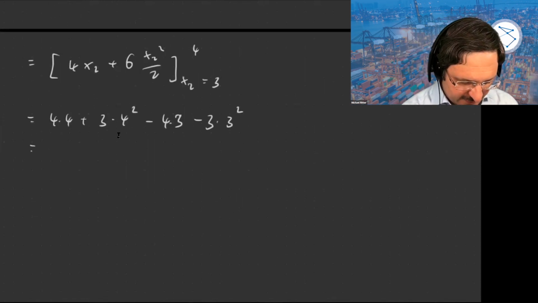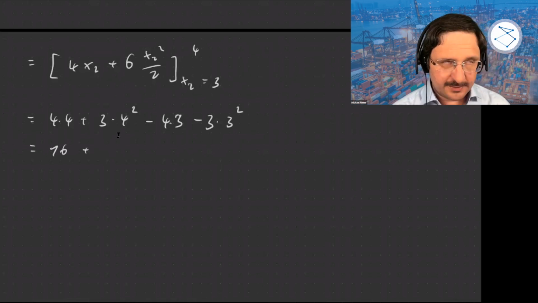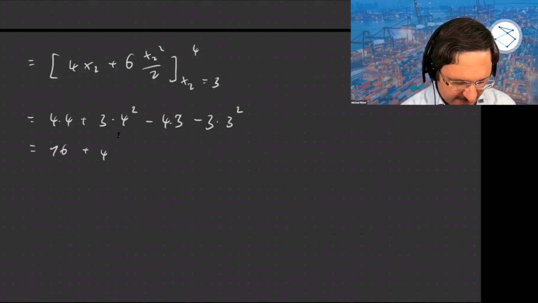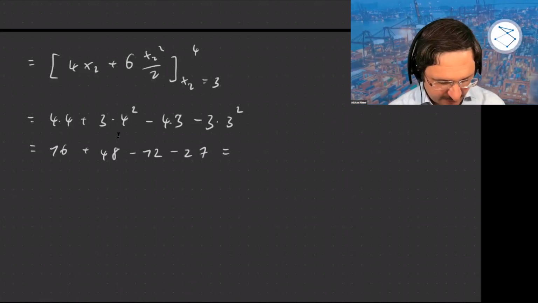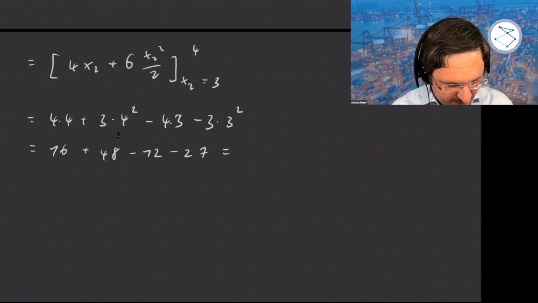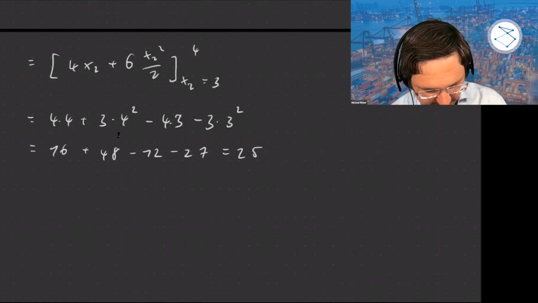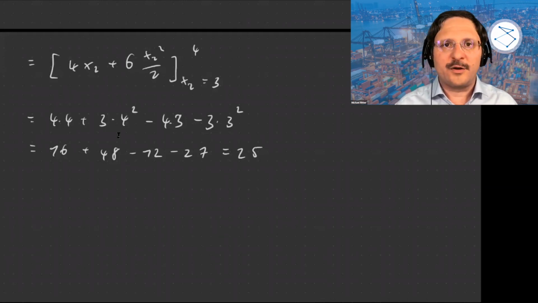Minus 3 times x2 squared, so that's 3 squared. So what do we get here? 4 times 4 is 16, plus 3 times 16 is 48. Minus 4 times 3 is 12, minus 3 to the power of 3 is 27. So in total, that is, let's see, 16, 452, 25, if I'm not mistaken. So that should be the volume that we're looking for.